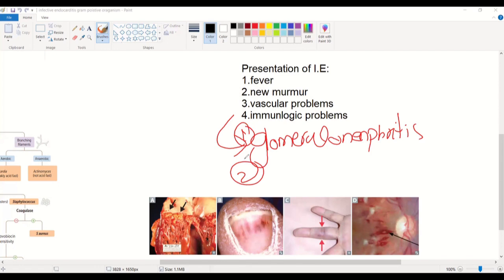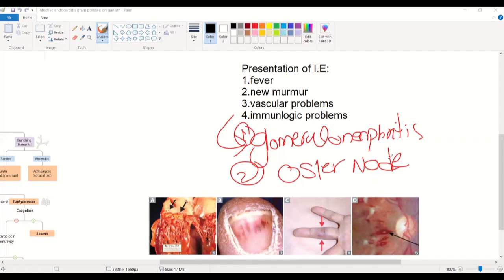So Osler nodes. What are Osler nodes? Osler nodes can be painful or painless, painful under the nail. So they are painful, present on the fingers and toes, right?